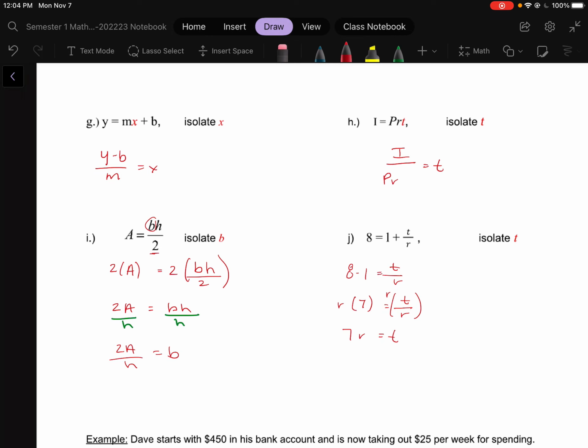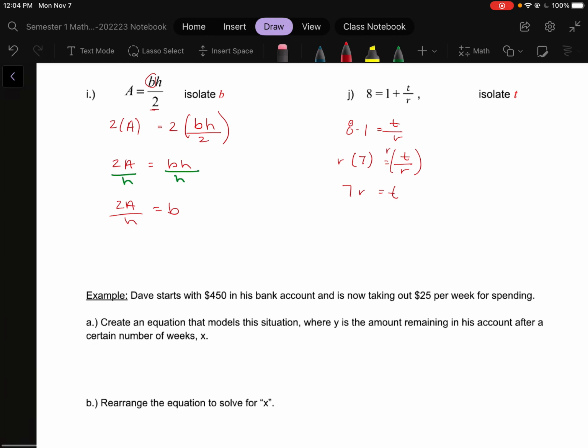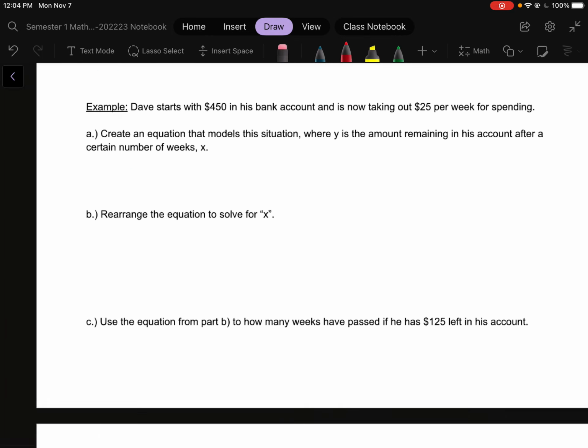All right, your final answer here is 7R equals T. So hopefully that does make sense and you understand that's just the opposite of what we've been doing, so our inverse operations.